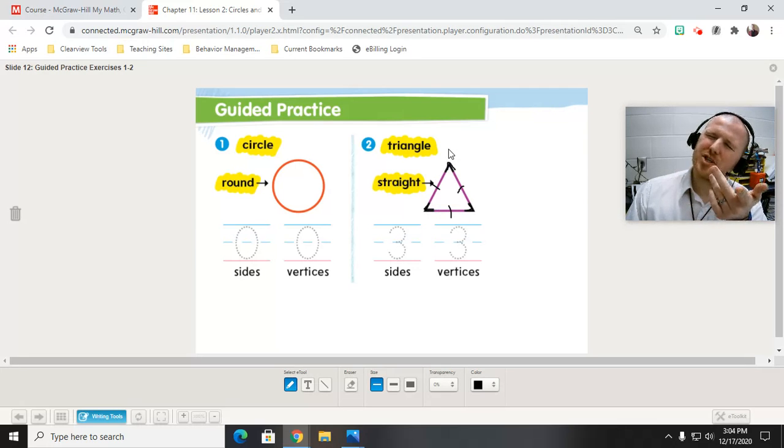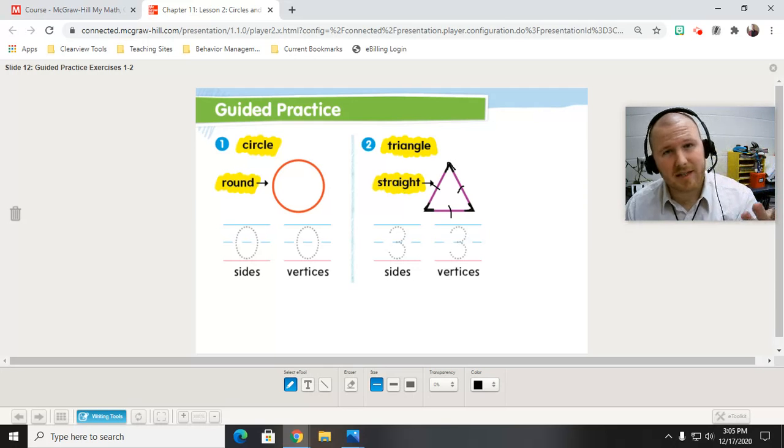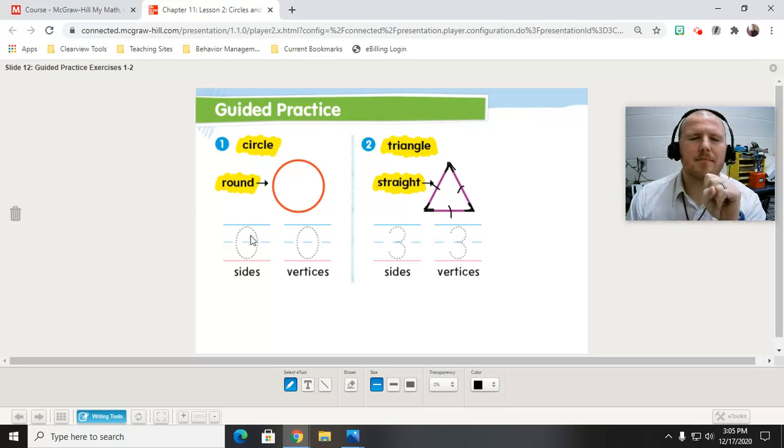I wonder if all shapes have that. Like they have 5 sides, 5 angles, 7 sides, 7 angles. I'm curious. Might have to look into that. But hey, right now, 3 sides, 3 vertices. Let's check out what's going on here.